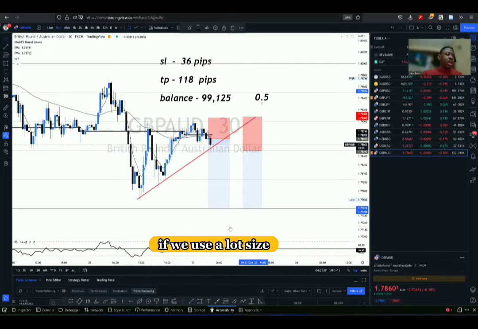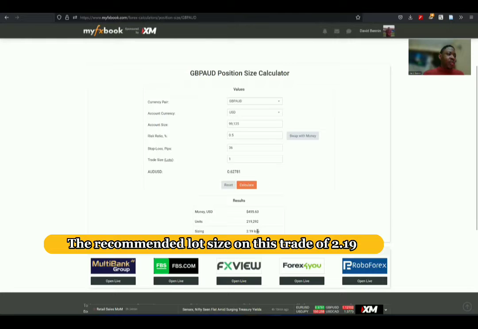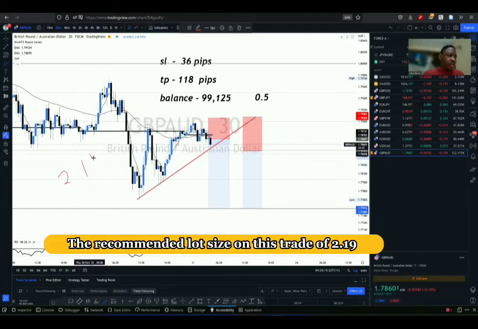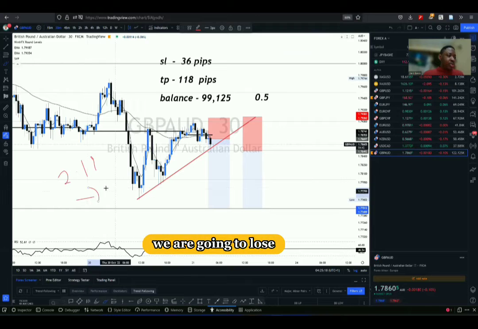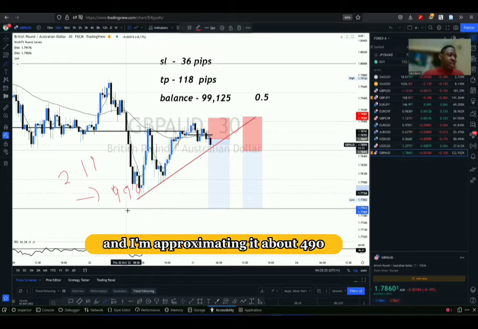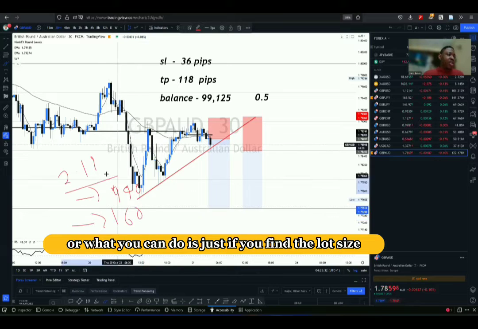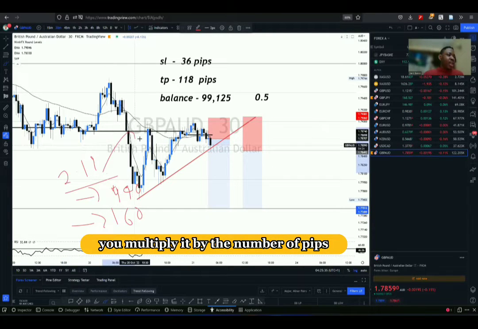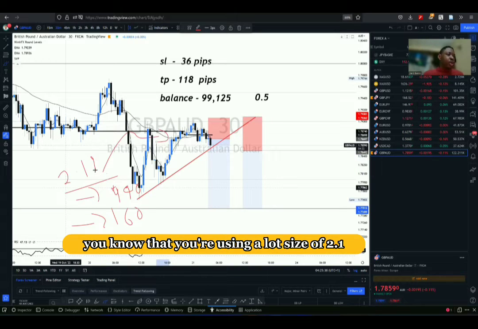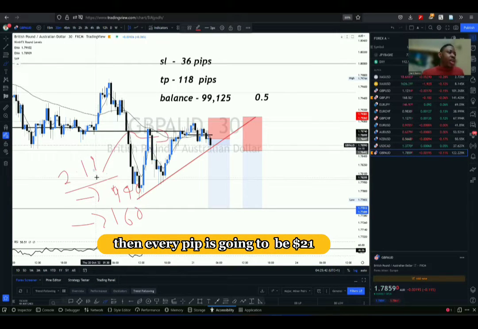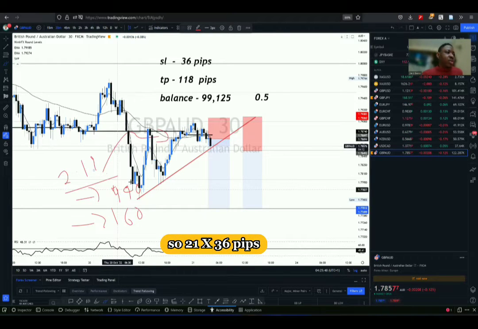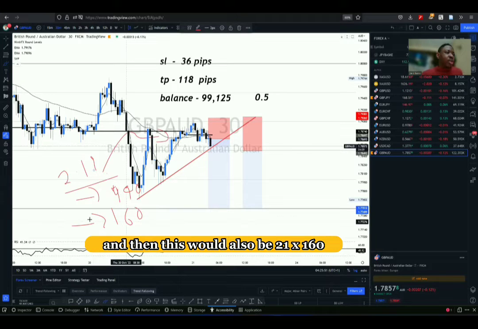If we use the recommended lot size on this trade of 2.19 lot size, we are going to lose about $490, and our take profit is 1,600. Or what you can do is, if you find a lot size, multiply it by the number of pips. If you're using a lot size of 2.1, then every pip is going to be $21. So 21 times 36 pips, and this would also be 21 times 160.